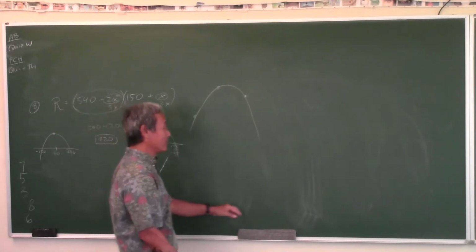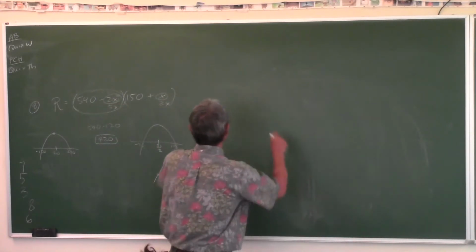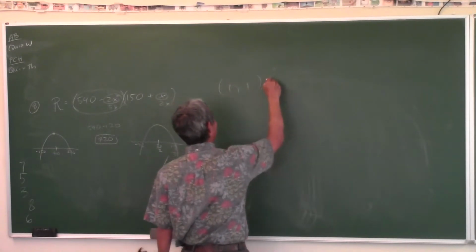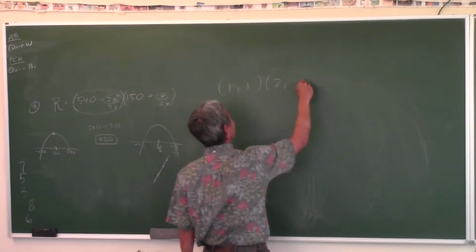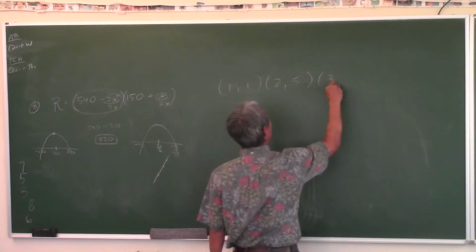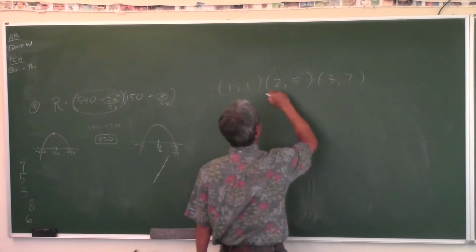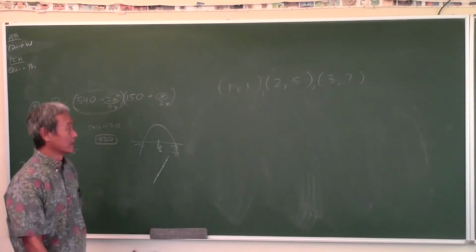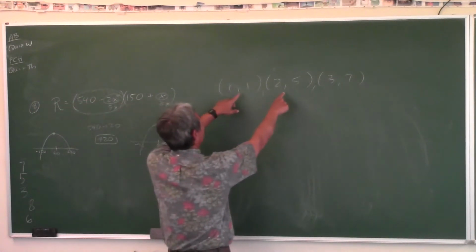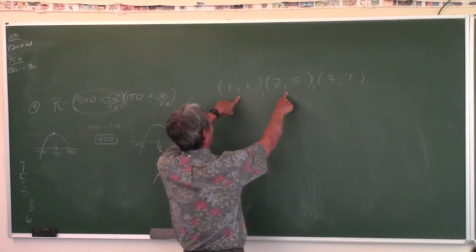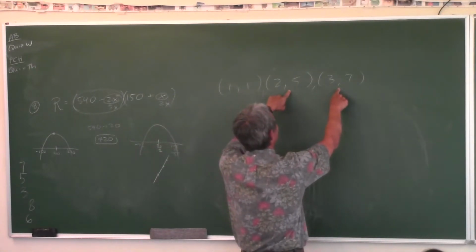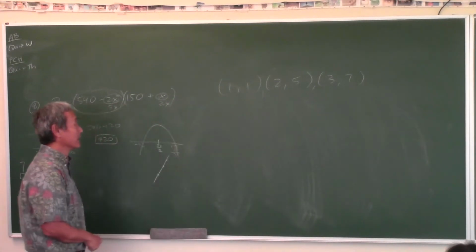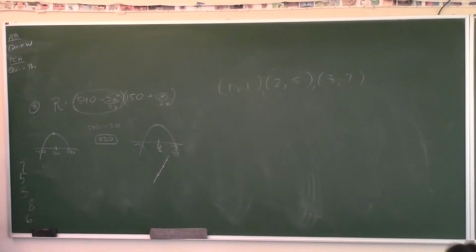So what if I gave you 3 points? Somebody give me 3 points. 1, 1. 2, 5. And 3, 7. Are these collinear? How do you tell if they're collinear? Same slope. What's the slope from here to here? 4. What's the slope from there to there? 2. Not collinear then. So there will be 1 parabola, a function, that goes through these 3 points.